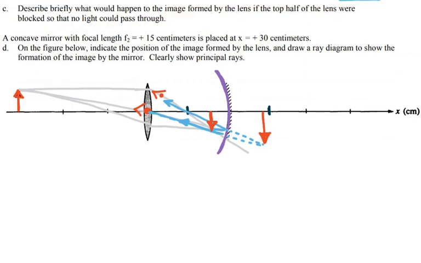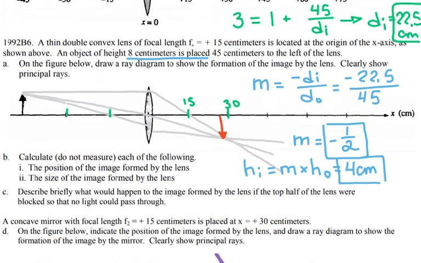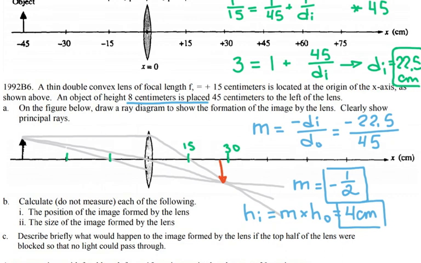There's one more question that I accidentally missed. It's part C. What they ask you in C is to describe briefly what would happen to the image formed by the lens if the top half of the lens were blocked so that no light could pass through.